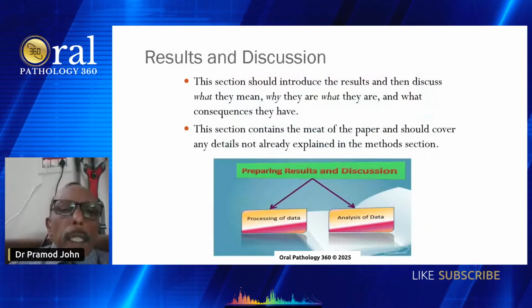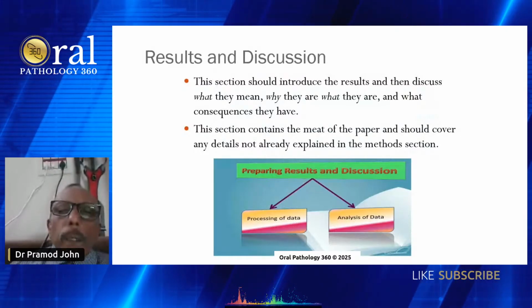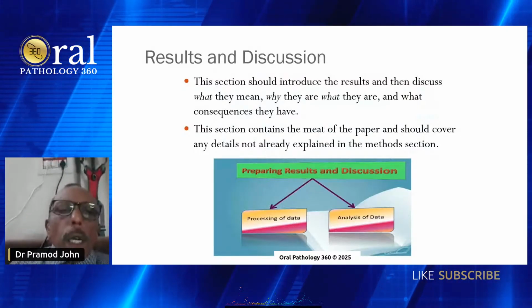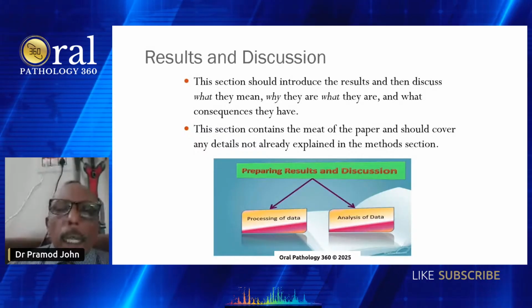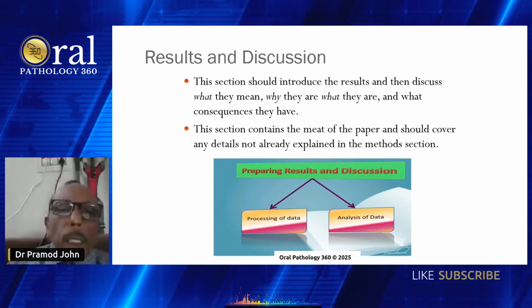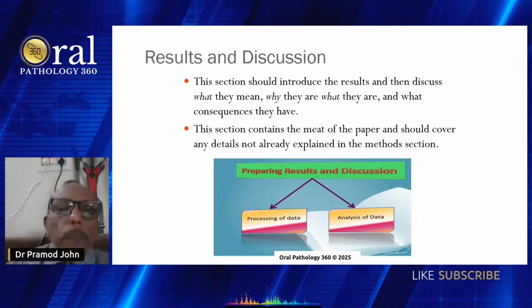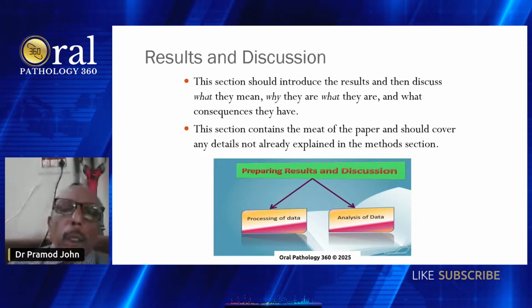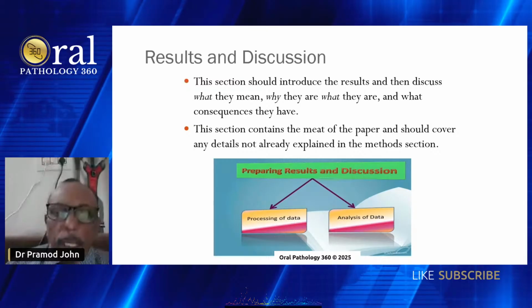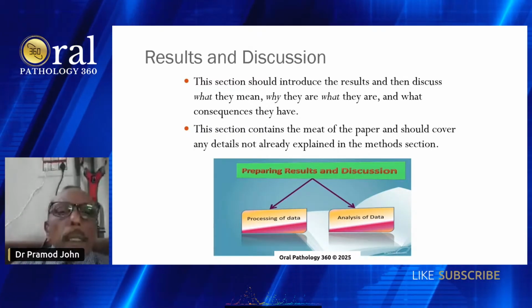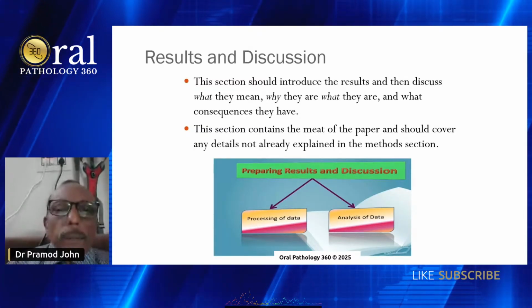Okay, results and discussion. This section should introduce the results and then discuss what they mean, why they are, and what consequences they have. This section contains the meat of the paper and should cover any details not already explained in the methods section. So, make sure that this is written well.